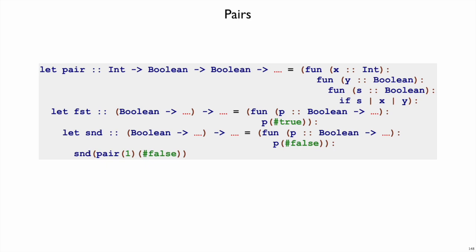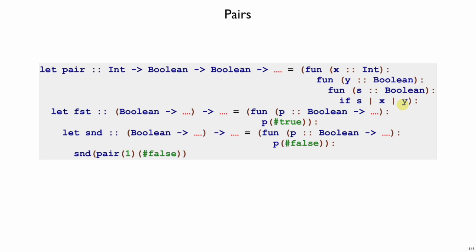But what if you want a pair that has an integer and a boolean inside? And now it's not so straightforward, because the problem is you give it a selector and the selector is going to return one of those, but there's no type that we can put here that would be okay, because we either return an integer or a boolean in this case.